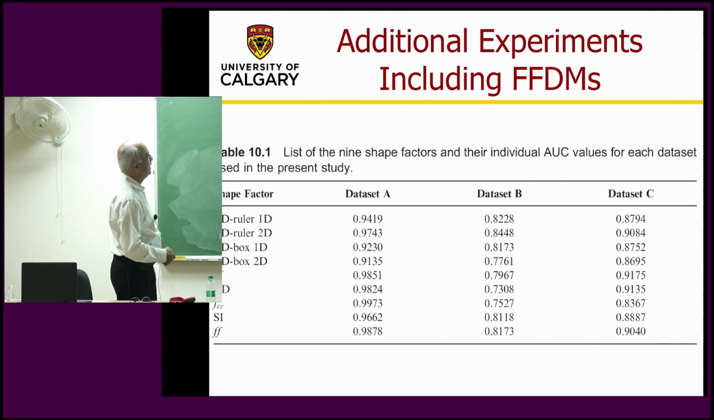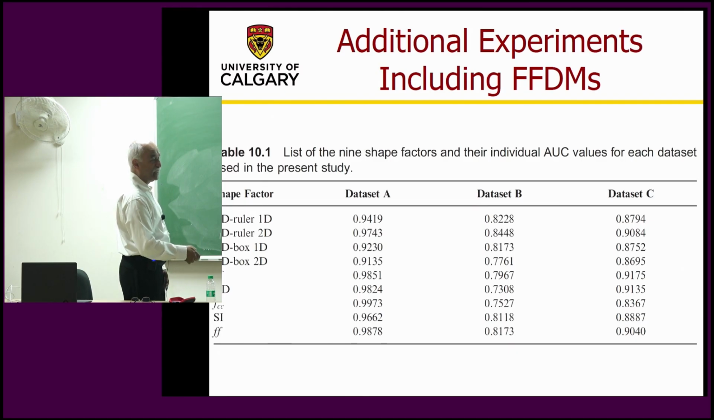I can't remember which is which here. There are 3 data sets. So these shape factors gave good results. These are area under the ROC curve, individual shape factors. But in one of the data sets, the results were not so good.